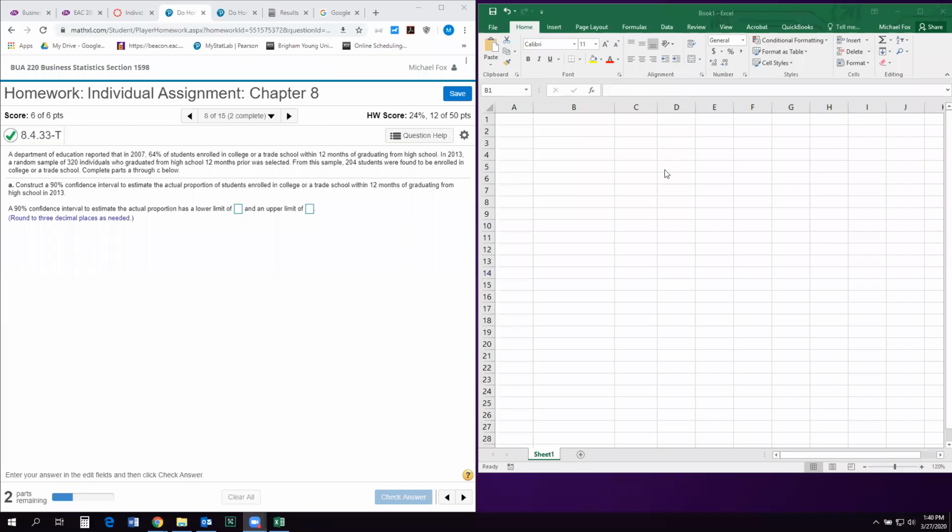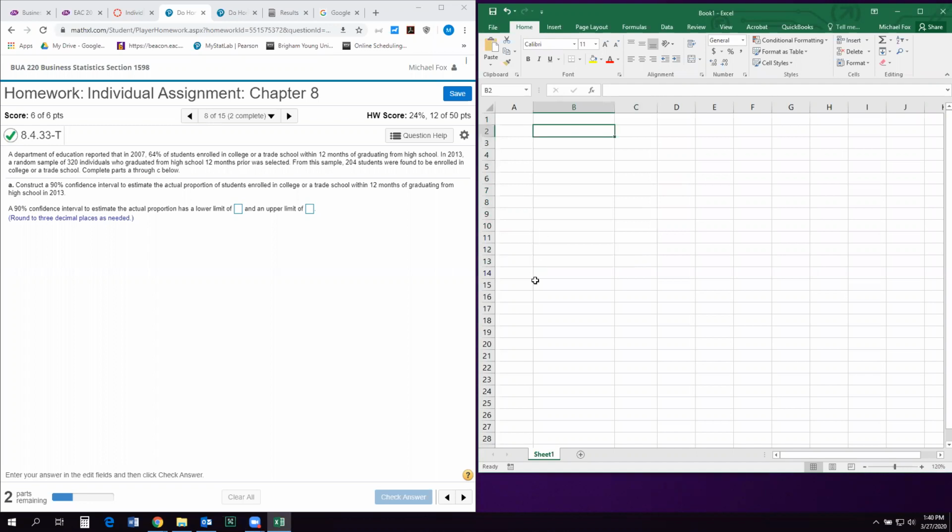All right, here is problem 8.4.33T. This is using a confidence interval for proportions. The challenge with these is that we can't use the CONFIDENCE.T or CONFIDENCE.NORM functions for proportions, so we actually have to do out all the math, and that kind of stinks.